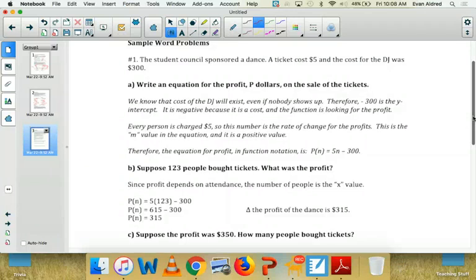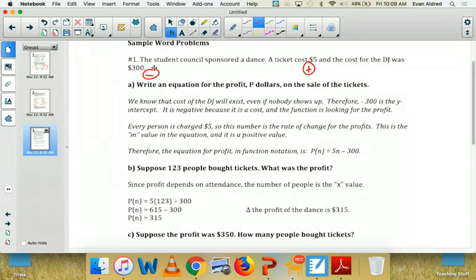So the first one: the student council sponsors a dance. A ticket costs $5, and the cost of the DJ is $300. We want to find an equation for the profit in P dollars on the sale of the tickets. Well, this P means you use the variable P for profit, and that value will be in dollars. So what we know is that $5 contributes to the profit, and we know that the cost of the DJ takes away from the profit. You have to pay to have a DJ, which is going to hurt your profit.